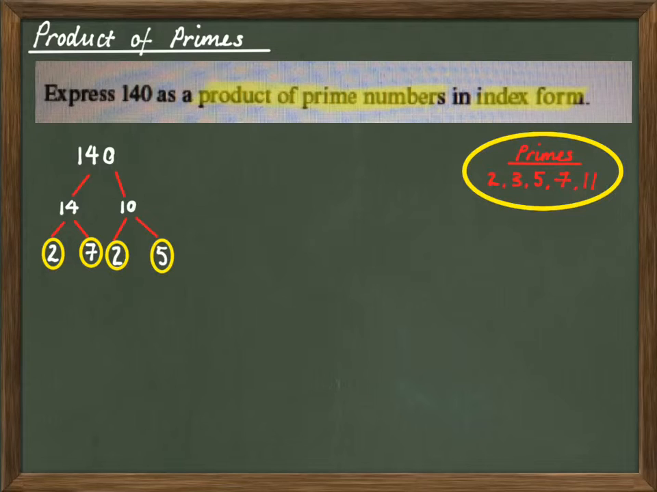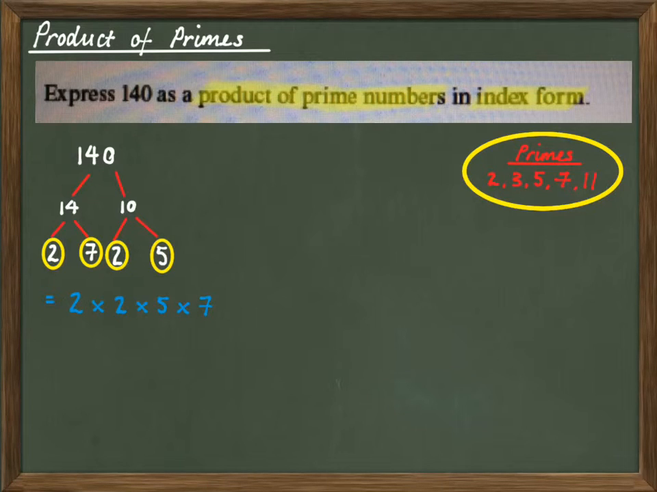Underneath, all you're going to write is all the numbers in the circle multiplied together. Remember, it's multiply, not add. Product means multiply. So I'm going to write them in order of size. 2 times 2 times 5 times 7. There's my 4 numbers in the circle.